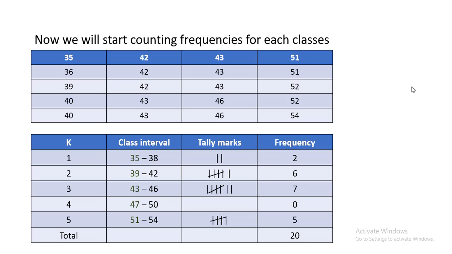5. So if you just add all these values, 2 plus 6 plus 7 plus 5, it'll give you 20. And our observations were also 20, so it is important that the sum of frequencies should be equal to the number of observations given. If there are 20 observations, the sum of frequencies should also be 20, because frequency is basically the count of how many times that value appears in the data.